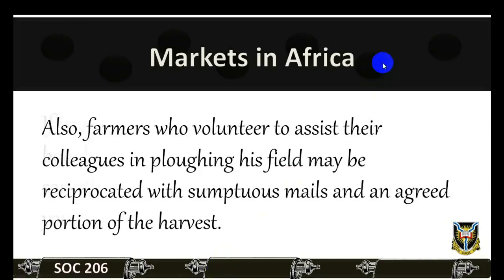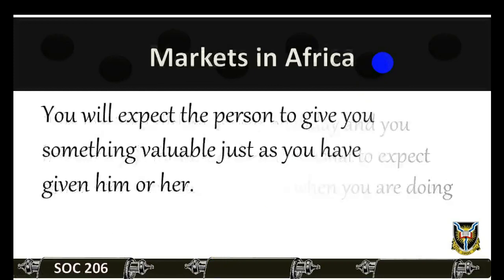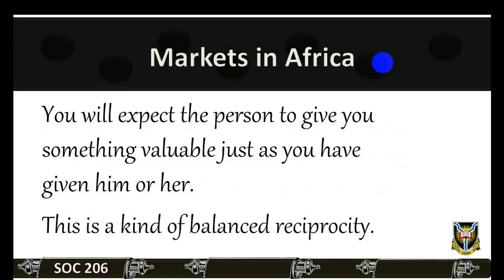If your friend has a birthday and you bought a gift for him or her, it is usual to expect something from such a person when you are doing yours. You will expect the person to give you something valuable just as you have given him or her. This is a kind of balanced reciprocity.